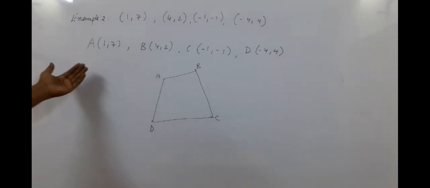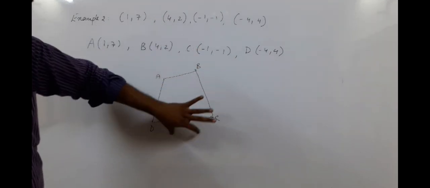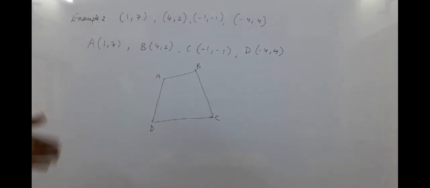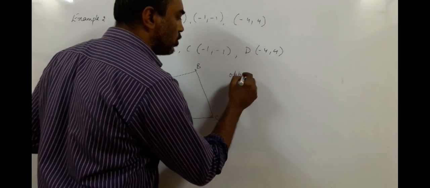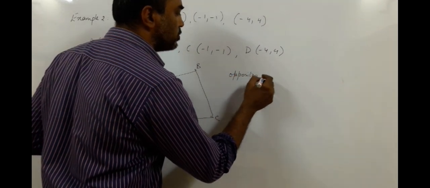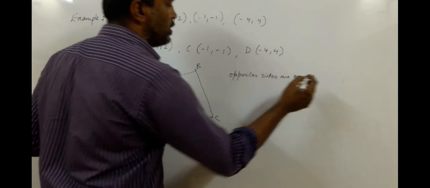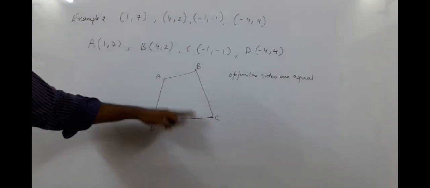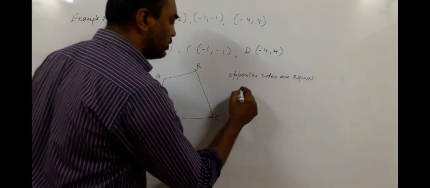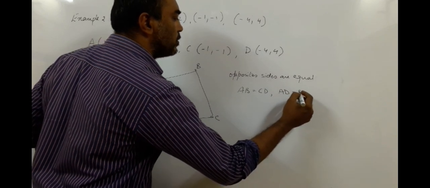So if you find AB, BC, CD and AD, and there is no relation, we will get a simple quadrilateral. But if opposite sides are equal, so we do not know which sides are equal, the opposite sides. So 2 pairs of opposite sides means AB equal to CD and AD equal to BC.